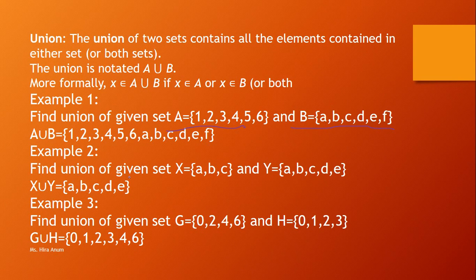Find the union of the sets x equals A, B, C and y equals A, B, C, D, E. For the union, when an element is in both, you write it one time: A, B, C, D, E. Find the union between G equals 2, 4, 6 and H equals 0, 1, 2, 3. Then G union H equals 0, 1, 2, 3, 4, 5.